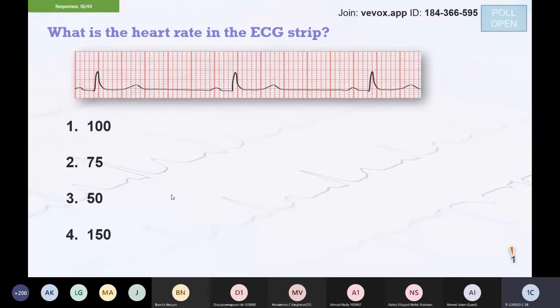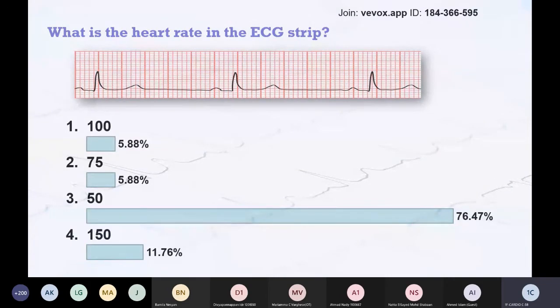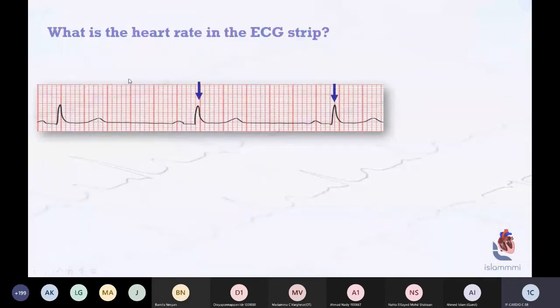Good. Now we have more than 16 people participating. So 50. Excellent, guys. 76% of people said 50, and this is the correct answer. Why is it correct? Because this is the QRS on the heavy red line.